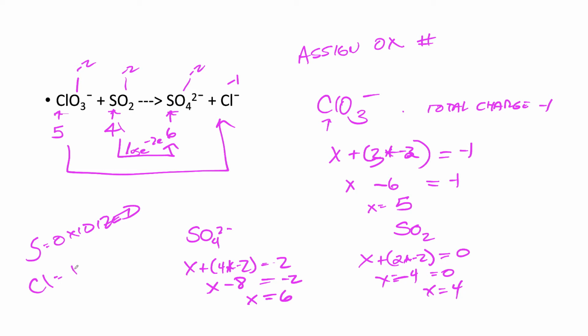Chlorine is going to be reduced because it's gaining electrons, and the number of electrons it's gaining is 6. It's going from +5 to -1, for a total of 6 electrons gained. There we go. So, next slide.